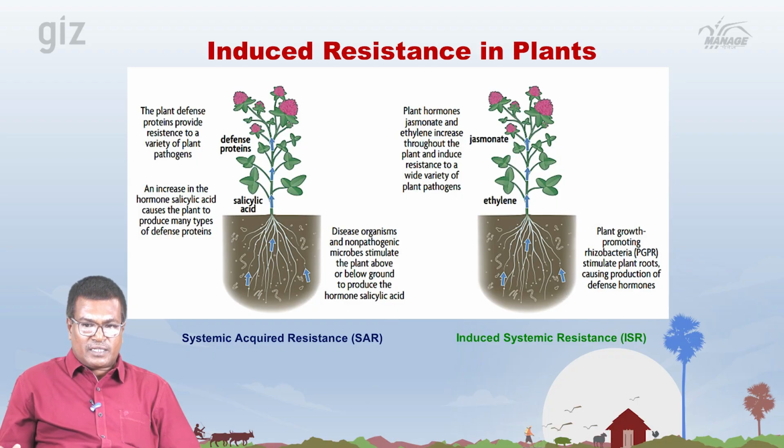So in the second case, that is induced systemic resistance, here with some kind of activity of the microbes that are inside the soil, mostly these PGPRs, plant growth promoting rhizobacteria, they will stimulate the plant roots and cause production of defense hormones inside the root system, which will start the defense mechanisms inside the plant by way of releasing ethylene and jasmonate hormones. So this will improve the defense capacity of the plant against pests and diseases. This is brought about by the action of microbes inside the soil, so we call it induced systemic resistance.